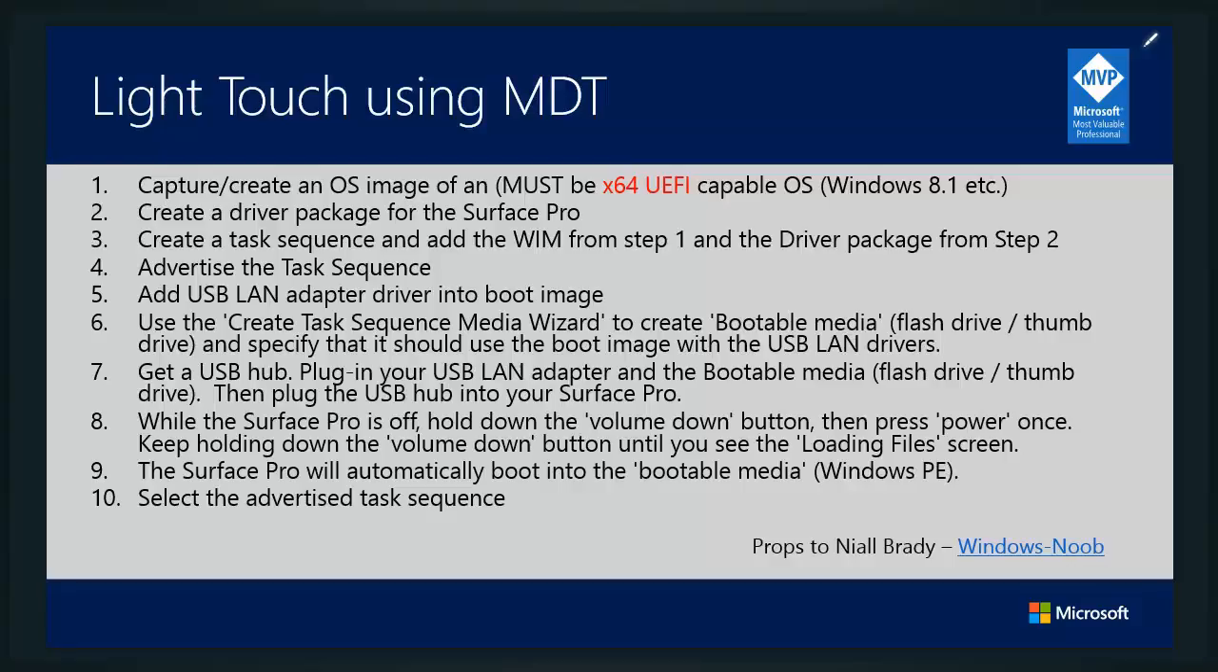And, of course, create the task sequence like you would normally, using the WIM and the driver packages you'd previously created. Sorry, I've got an error in there about advertising that task sequence. But again, one of the key things is you need to use a USB LAN adapter. There is no Ethernet port on the Surface device. So you need to have some way of connecting back to the network. It could be your docking station. There could be a USB adapter.